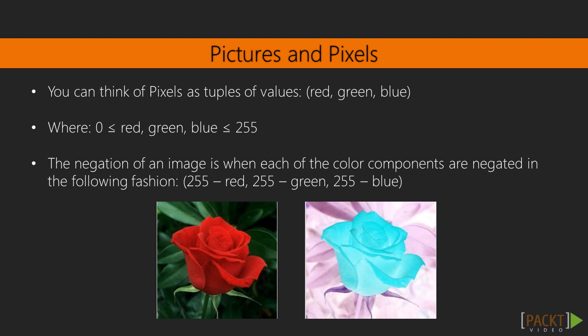So each pixel has a red, a green, and a blue channel. And each of these channels represents a value between 0 and 255 inclusive. The negation of an image then is just to take 255 and subtract each of the red, green, and blue channel values. So if we start with a pixel that has red, green, and blue in its color component, then the new pixel is 255 minus red, 255 minus the green, and 255 minus the blue. So let's dive in and implement this.